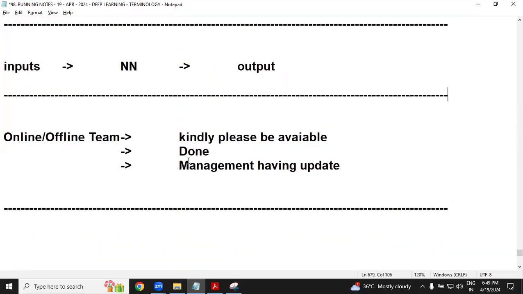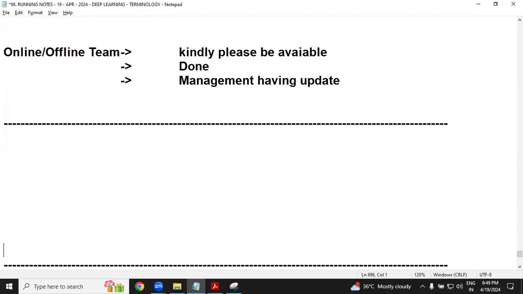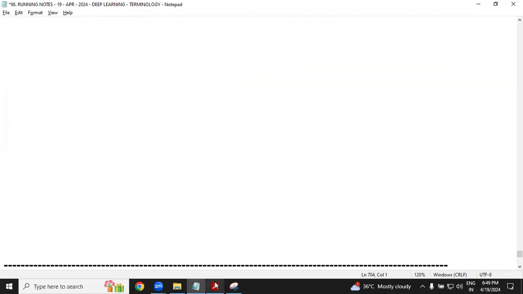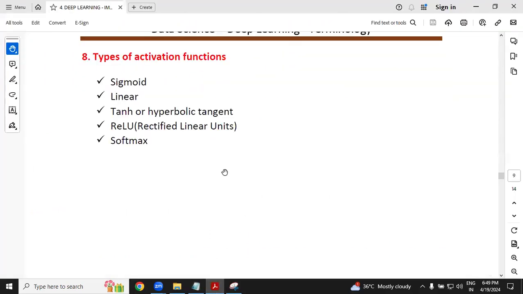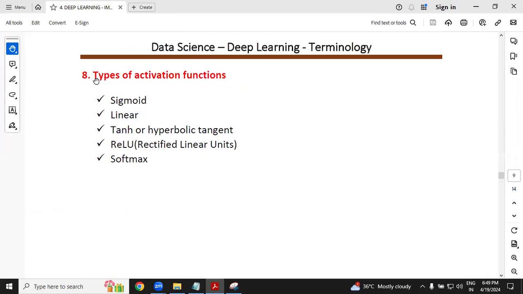Thank you for understanding. Let us continue with the session. Currently we are discussing the neural network. Types of activation function: first one is the sigmoid function. Next one, linear. Next one, tanh. Next one is ReLU. Next one is softmax. These are all different activation functions.